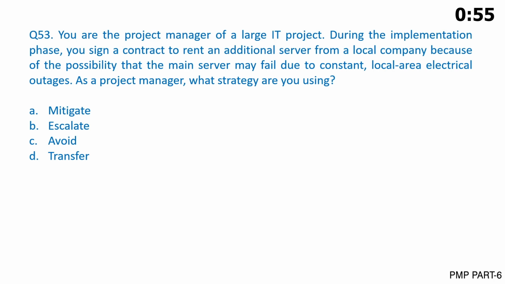You are the project manager of a large IT project. During the implementation phase, you sign a contract to rent an additional server from a local company because of the possibility that the main server may fail due to constant, local area electrical outages. As a project manager, what strategy are you using?